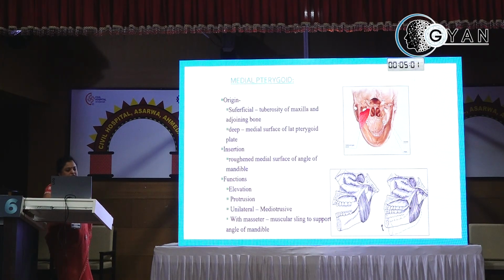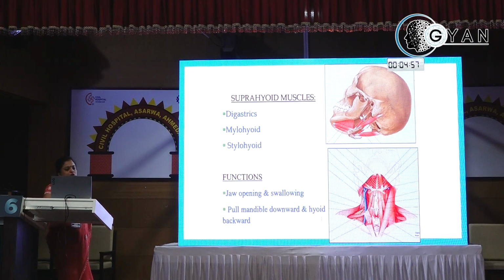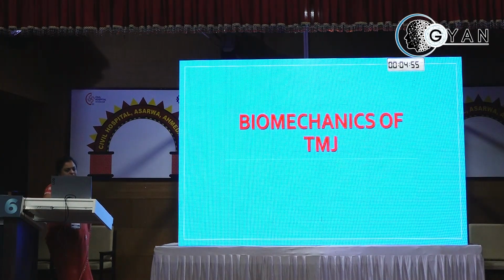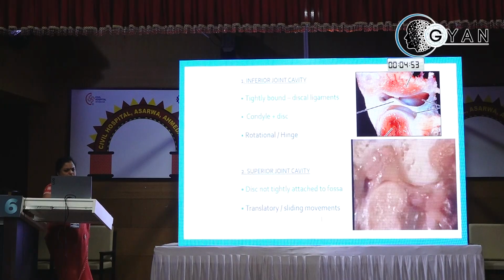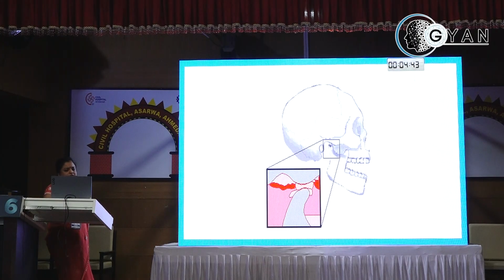Medial pterygoid not much, helps in terms of the movements of the joint. So suprahyoid muscles also help in jaw opening and swallowing. So regarding the inferior joint cavity, they have a rotational and a hinge movement, and the superior joint cavity has a translatory and a sliding movement. So this is what we see as a normal function of the temporomandibular joint.